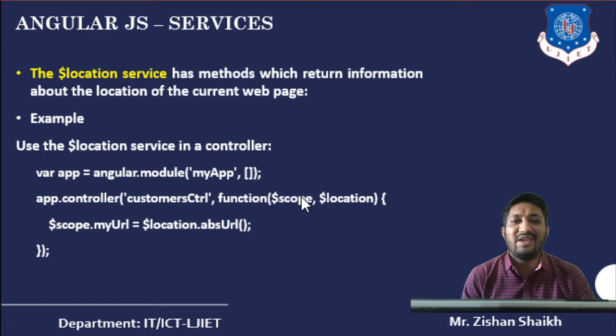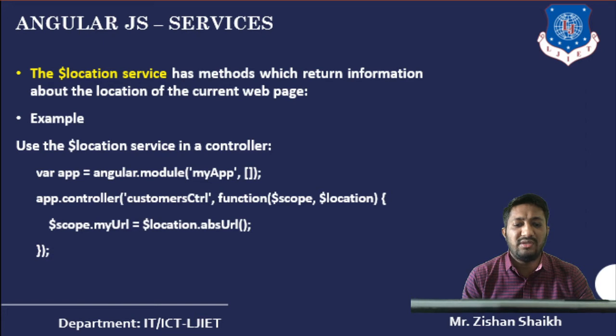Whenever you are using a service in your AngularJS, you have to write that inbuilt service name in the parameter of your function, and that is parameter number 2. Then you have to use the different methods of that particular service. Here we are using location.absUrl, which returns the absolute URL of your current page. That will be stored in my URL variable, and that will be printed in our HTML page.